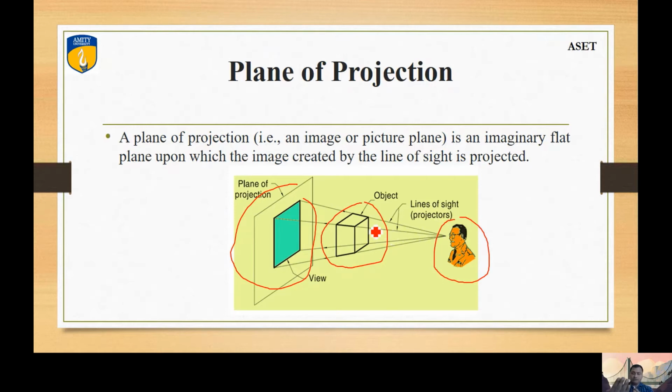When you see any object, the rays coming from the eyes fall on the object. At the back, suppose there is a screen. The image of that object which appears on the back screen is called its projection. So the observer is seeing the object, and at the back there is a screen, and the image is projected on the screen. This complete process is called projection.